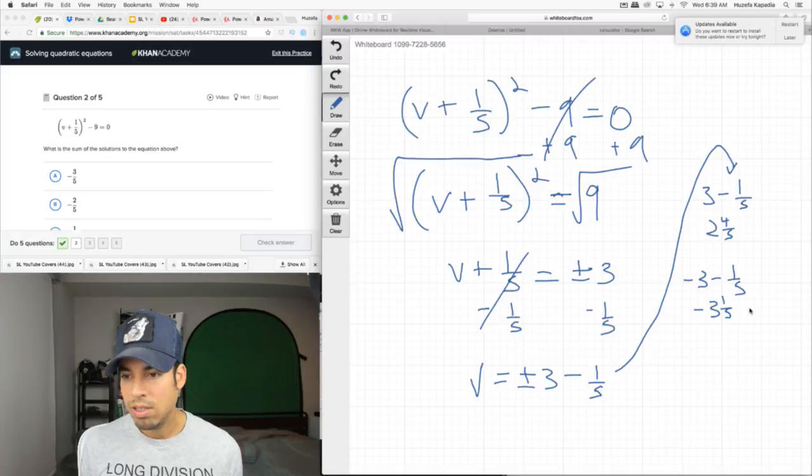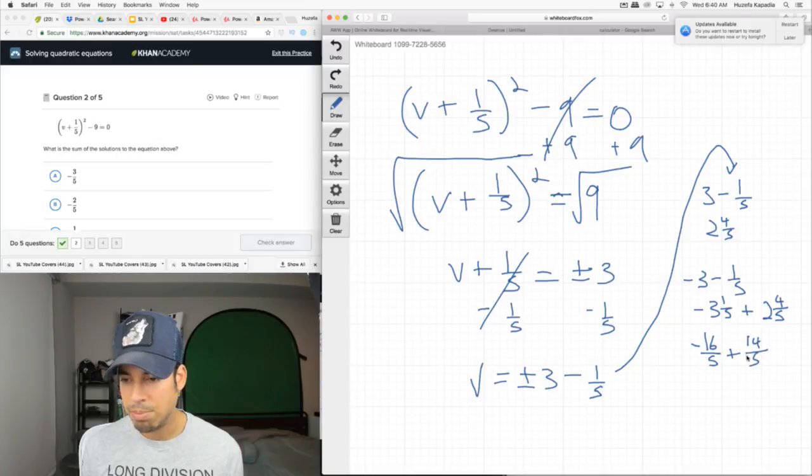And now they said they want us to add these two quantities together, right? The sum. So negative 2 and 4/5, that would be negative 2/5. Okay, and I'll show you how. If you want to, we could turn these into improper fractions. So that would be negative 16 over 5, right? 3 times 5 is 15, plus 1 is 16, plus 14 over 5.